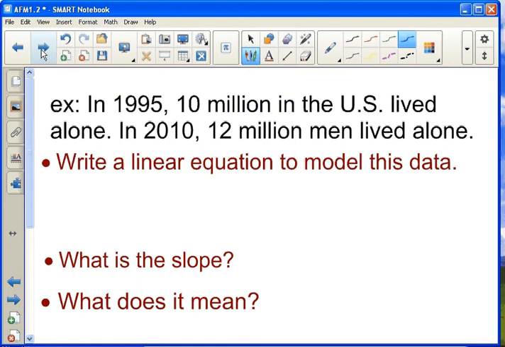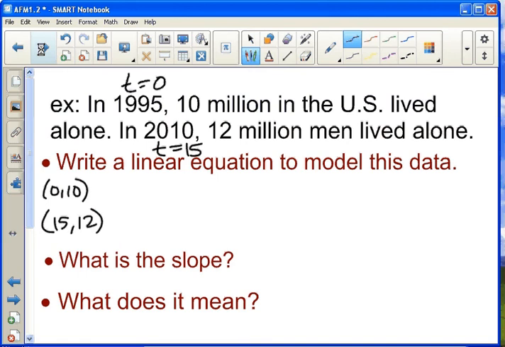So whether you realize or not, we've been given 2 points that we can graph. I'm going to make 1995 be 0, just to make things a little simpler, not deal with such large numbers. And if 1995 is 0, then 2010 would be 15. So we really have the ordered pairs (0, 10) and (15, 12). So in the year 0, which we're calling 1995, there were 10 million men living alone in the U.S., and 15 years later, there were 12 million men living alone in the U.S. So we can use these 2 points to find the equation of the line.